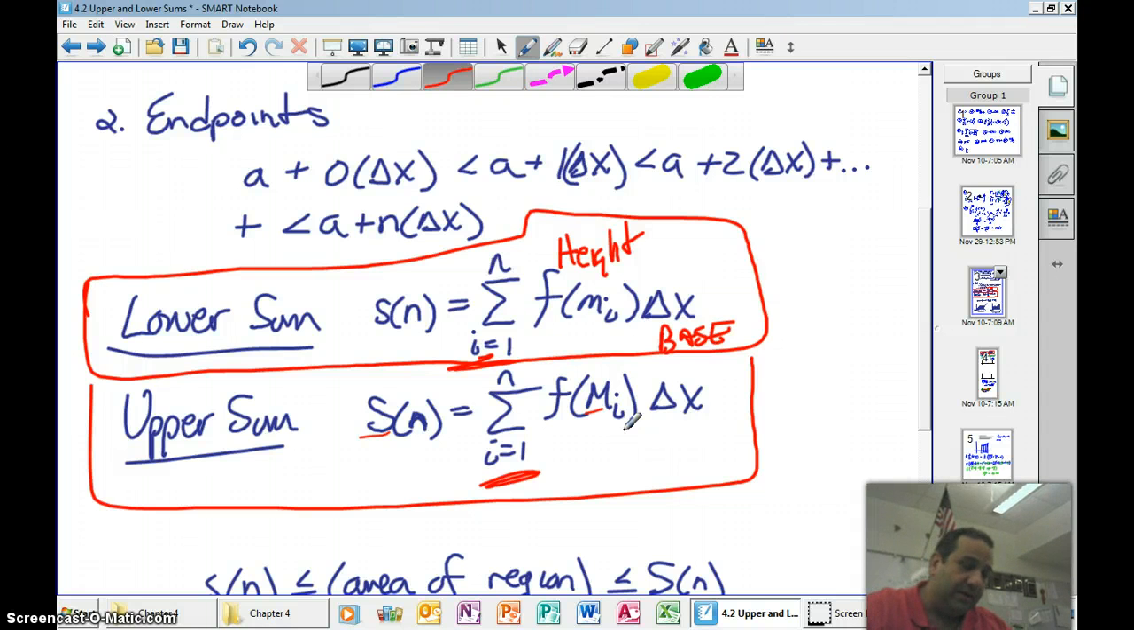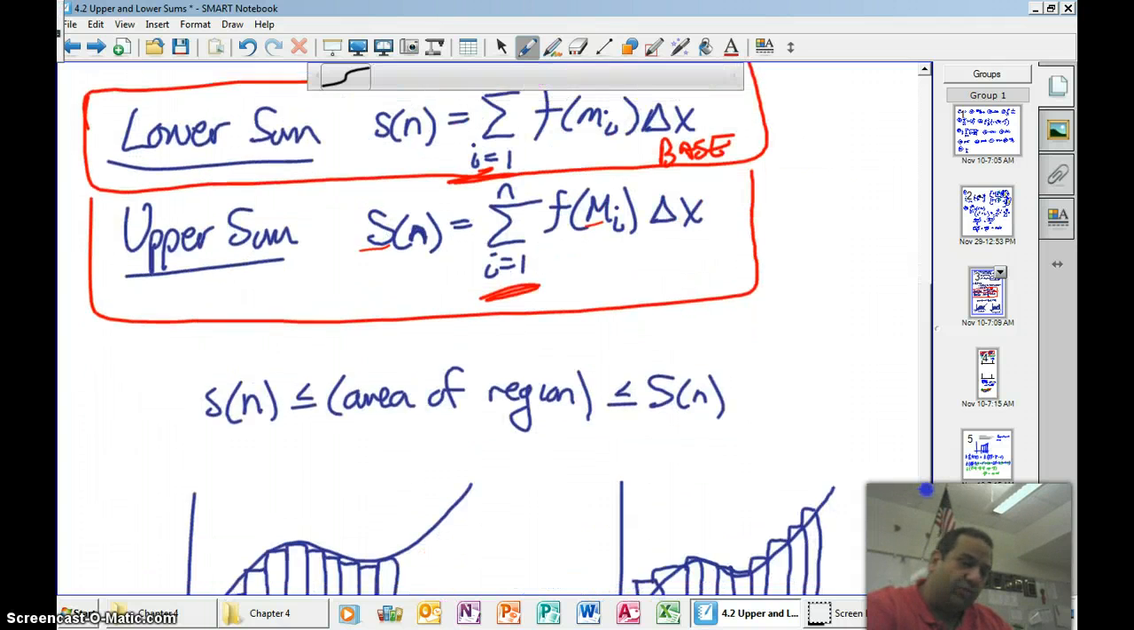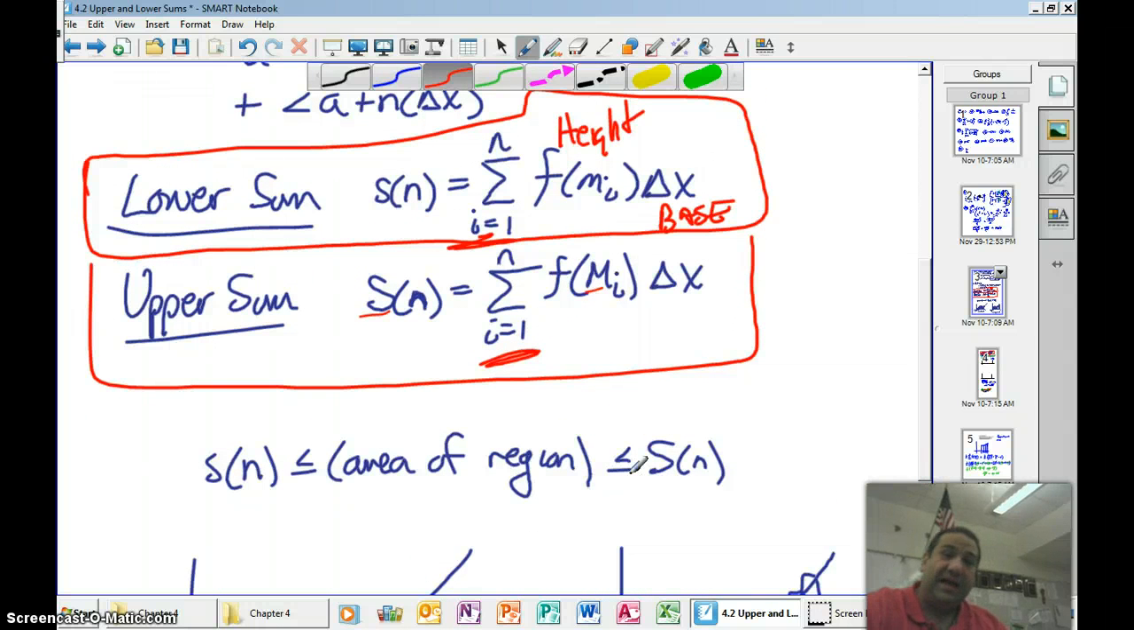It's tough. All right, and I want to tell you that the area of the region is actually an approximation, and it's between the lower sum and the upper sum. So let me show you what we're talking about graphically.